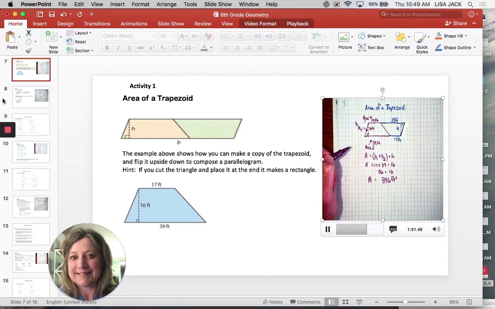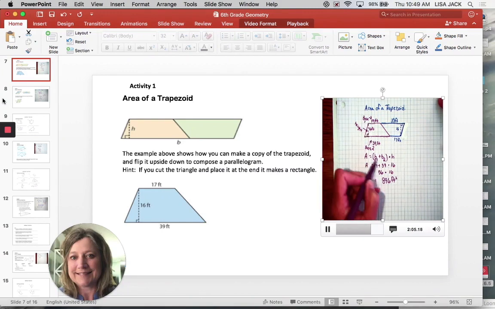We know that we can solve the area of a parallelogram by using the area of a rectangle, which is base times height. But we have two bases, so what do we need to do? We need to add them together. 17 plus 39 is 56. When we combine base 1 and base 2, they equal 56. And our height is still the same, so we multiply by 16. 56 times 16 is 896 feet squared.